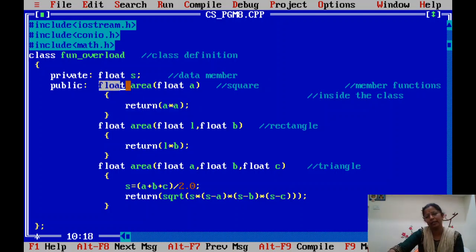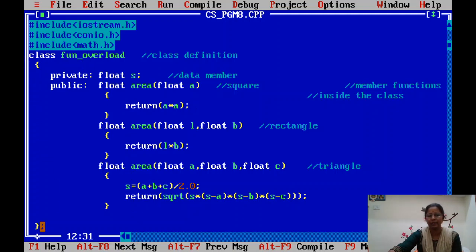Here we are using basic data types called int, float, char. Here we are accepting the length of the side. We don't know whether it may be an integer value or a floating value. Hence we have taken the float representation. Okay, so return is compulsory. Okay, students.